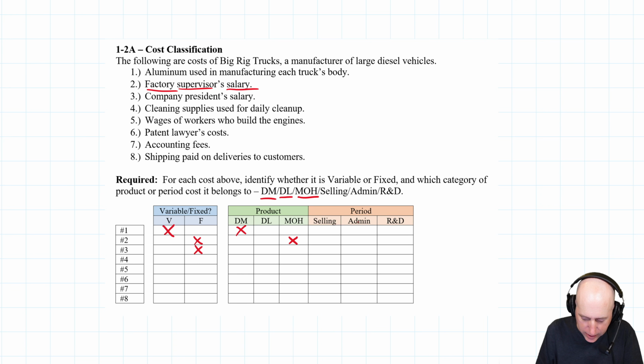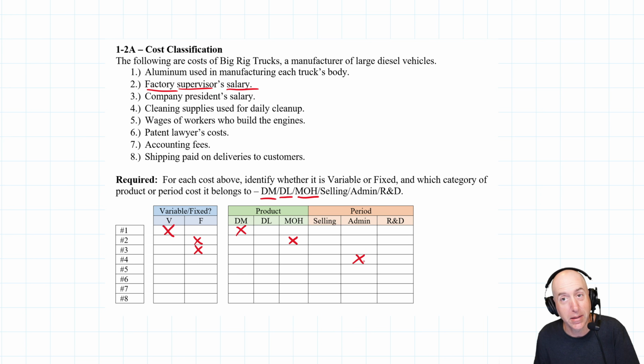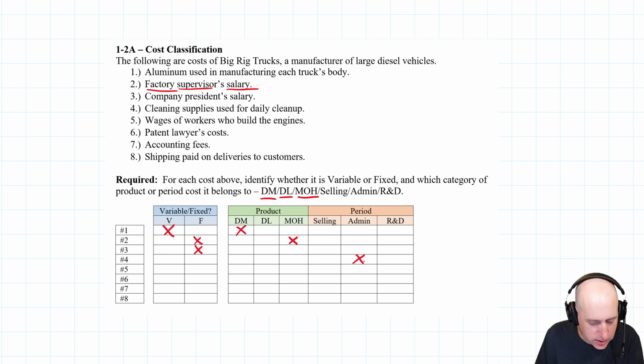It's period, and it's a business cost. This is admin. The president's an administrator. This is an admin cost. Let's continue. I think I put that on the wrong line.